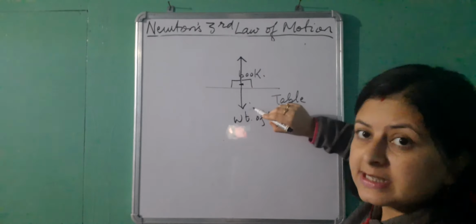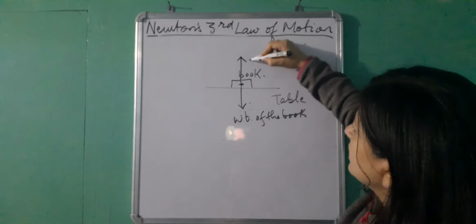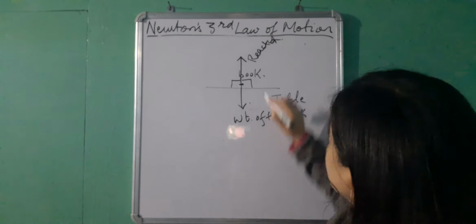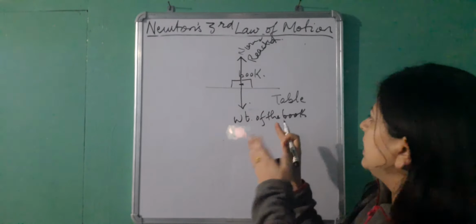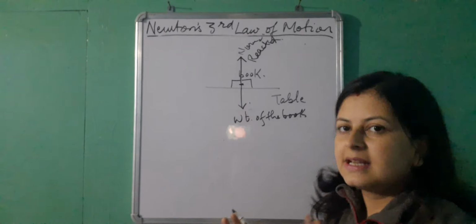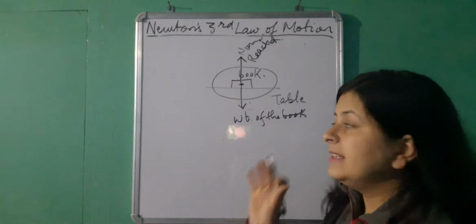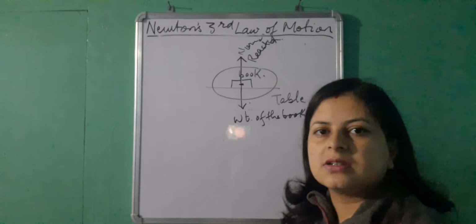One force is acting on the table because of the book, another force is acting on the book because of the table. This is called the reaction force, also called the normal reaction force. So the weight of the book and the normal reaction force are a pair of forces acting on the system of book and table. These two forces will be exactly equal and opposite to each other because they are following Newton's third law of motion. Why only them? Everyone has to follow Newton's third law of motion.